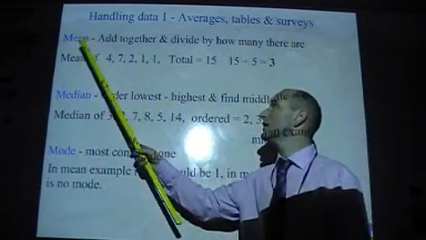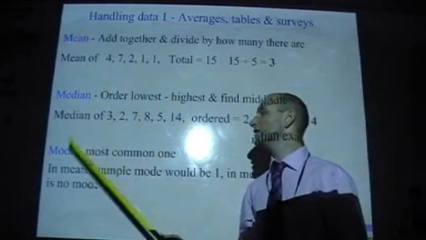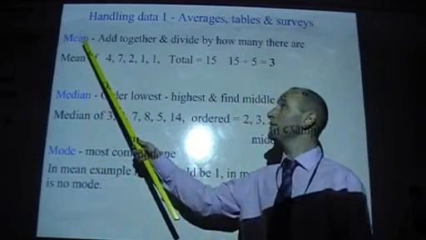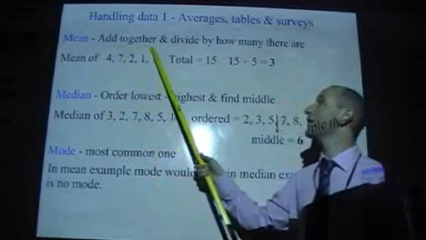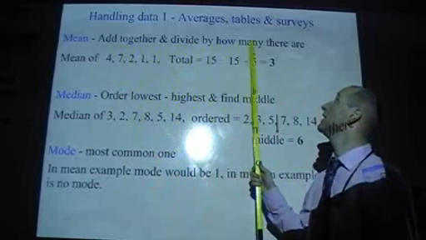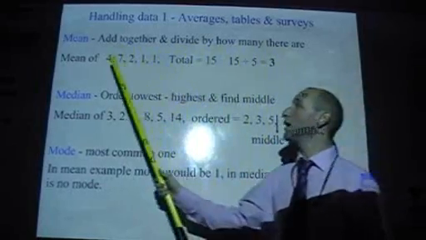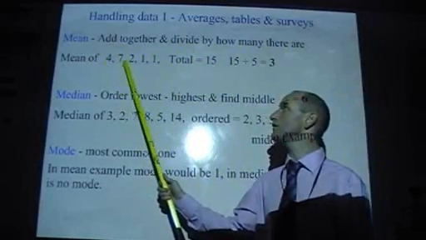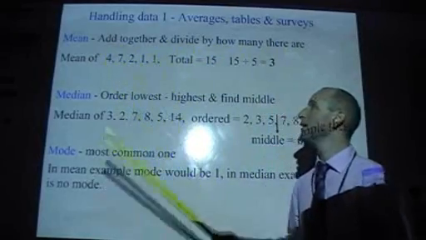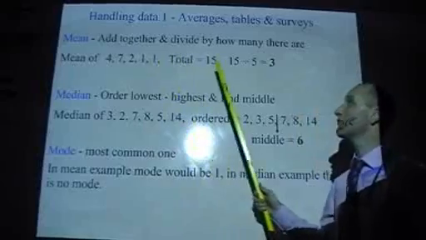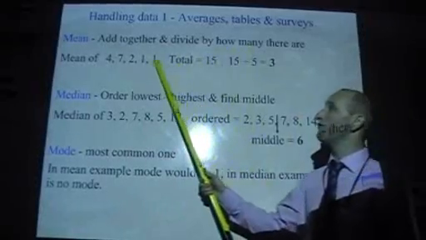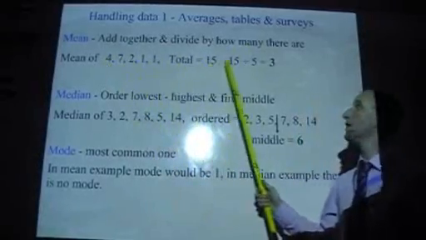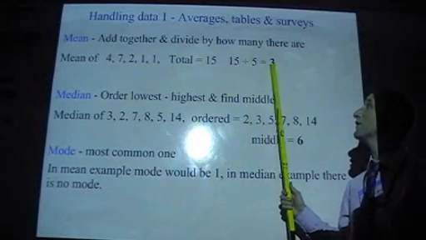We have the three averages: mean, median and mode. Mean is where you add them together and you divide by how many there are. So here I want to find the mean of 4, 7, 2, 1 and 1. I add all these together to get 15. There are 5 items of data, so I divide the total of 15 by 5 to get 3.